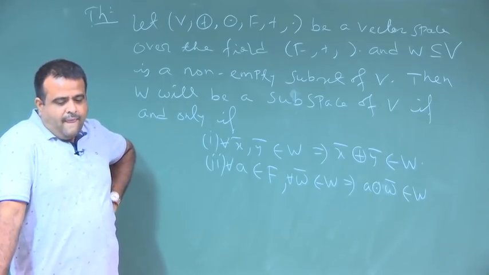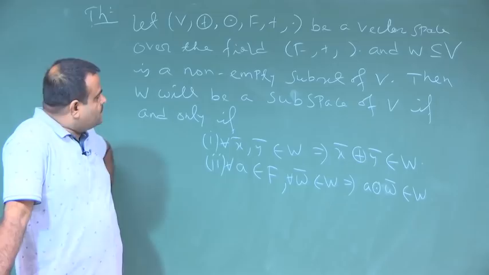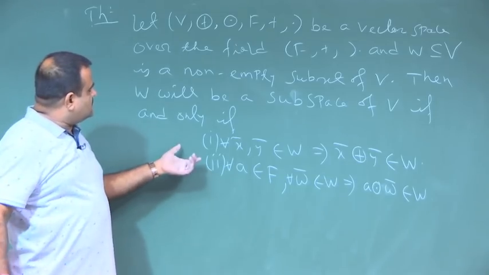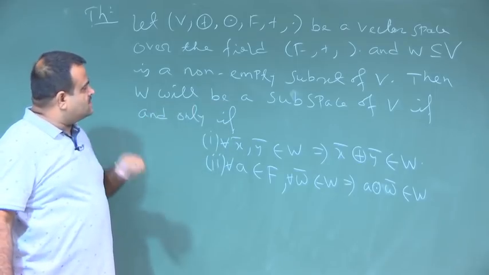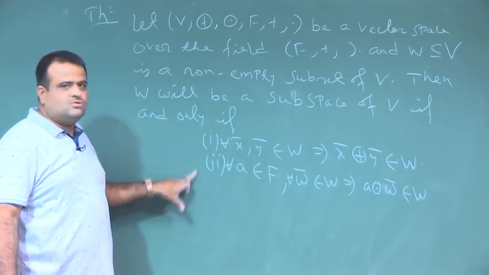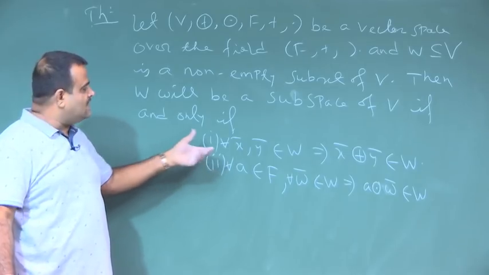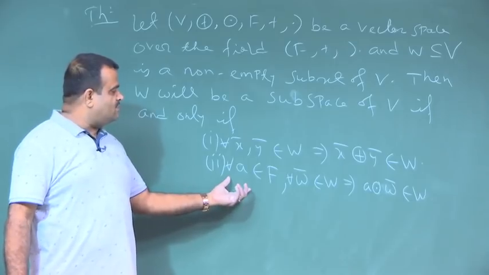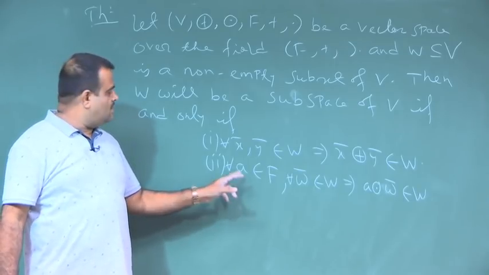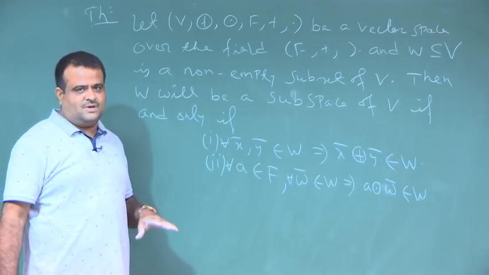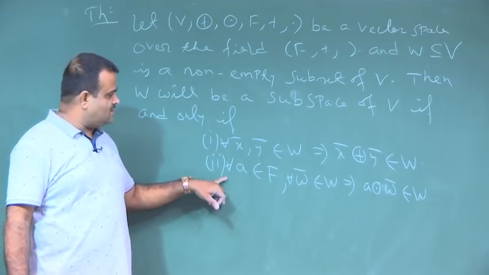Okay. Now, the necessary part is quite trivial, because if it is a subspace, then these two must be satisfied. One comes from the closure property of plus and the other from the closure property of scalar multiplication. So this necessary part is trivial: if it is a subspace, then this must hold.